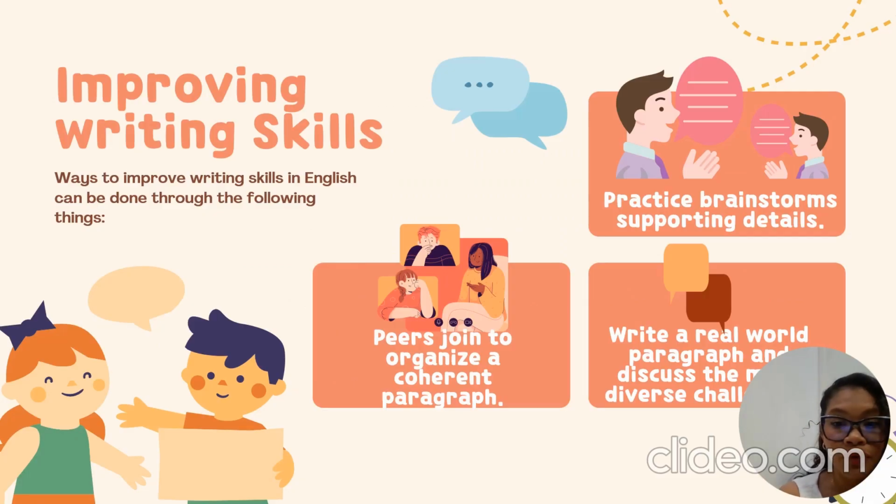Also, if we want to improve our writing skills, there are different ways to improve them. It can be done through the following things. You can see the images in front of you. There are peers who join to organize a current paragraph. You see them, there are three of them, students. Well, the second image, the one on the top, shows practicing brainstorming supporting details. This is a fact that you need to do. And last, write a real-world paragraph.